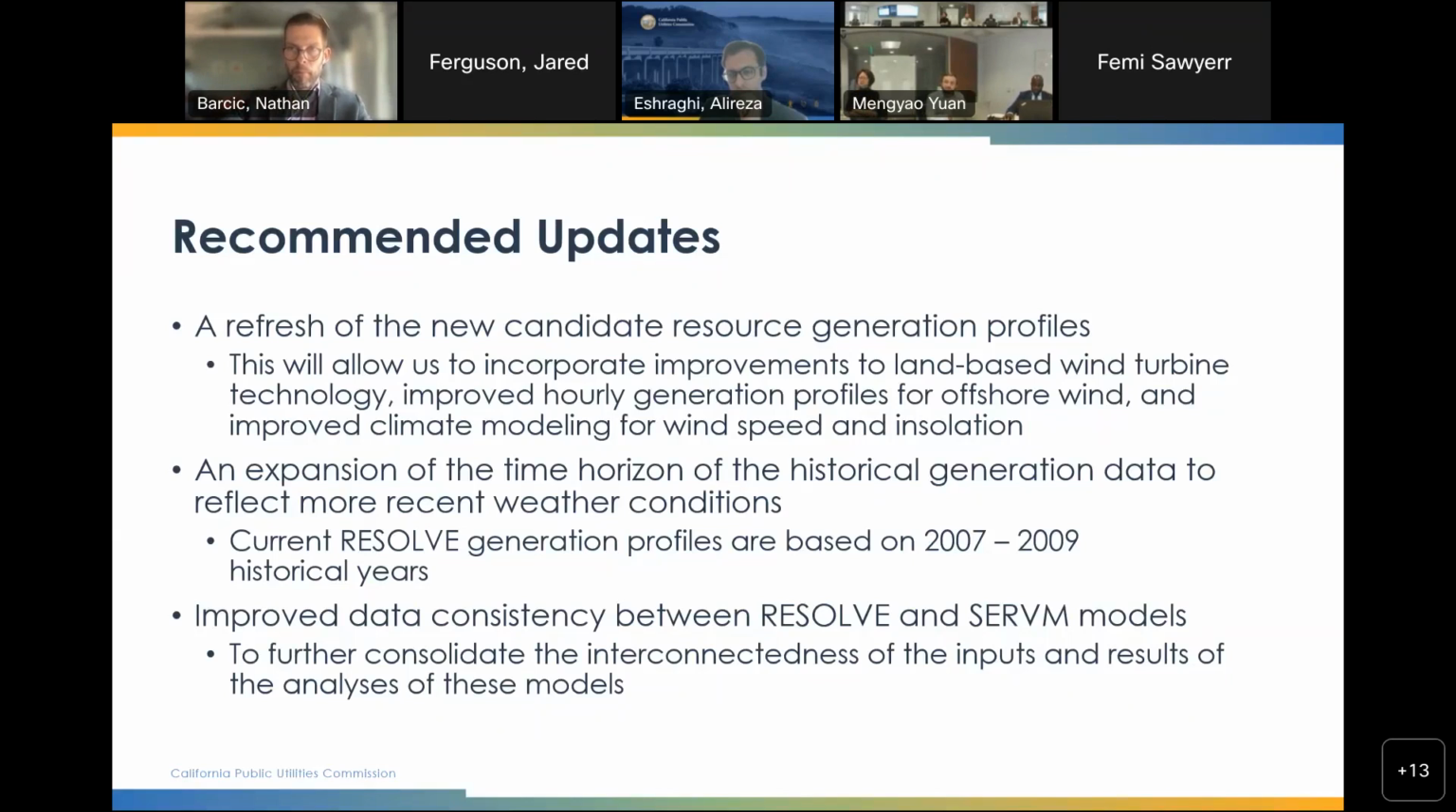There's also, again, as I mentioned on the previous slide, an effort to create consistency between the RESOLVE and SERVO models. And so calibrating those is always something that is important. And we want to make sure that we consolidate and have a connection between the sets of input assumptions and results of each of those. So that will be another update that we'll have in this INA process. So that's all I have in this section here. Hand back to Charlie.